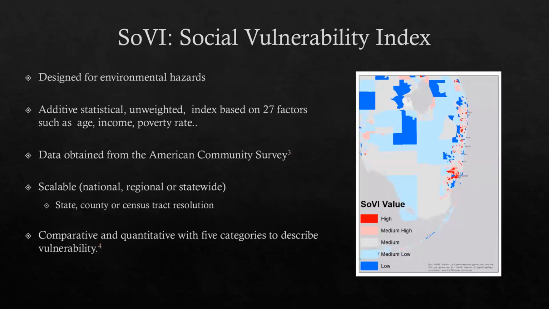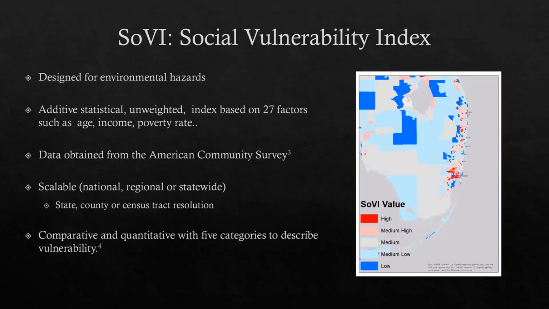Some of the most prolific research into vulnerability involves the Social Vulnerability Index, or SOVI, as a way to quantify vulnerability. Developed in 2003 by Susan Cutter, SOVI is a model designed to comparatively quantify vulnerability over a given area. The index combines factors such as race, gender, employment, income, and others, 27 in all, to calculate relative vulnerability. The data is obtained from the American Community Survey and can be scaled from the local to national level within a state, county, or census tract level of resolution.